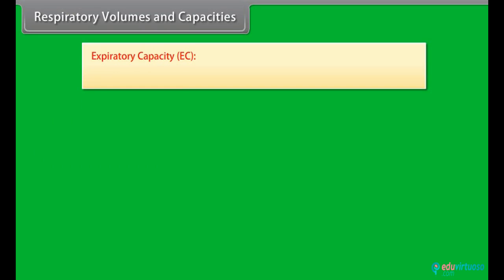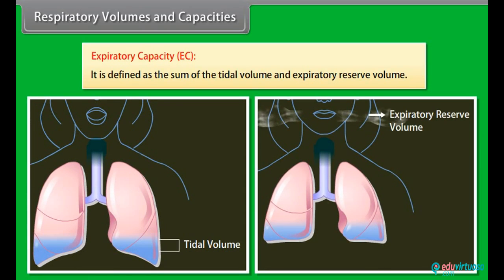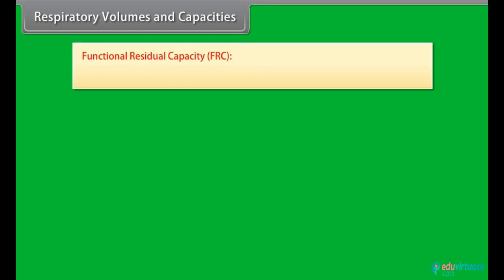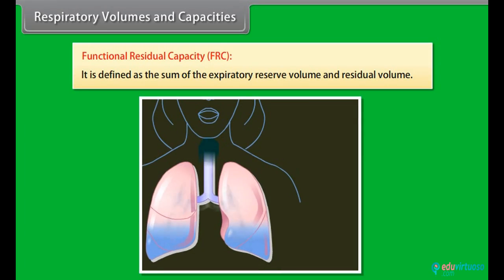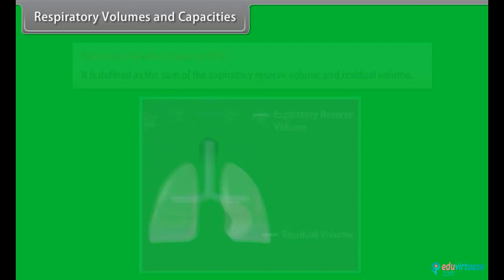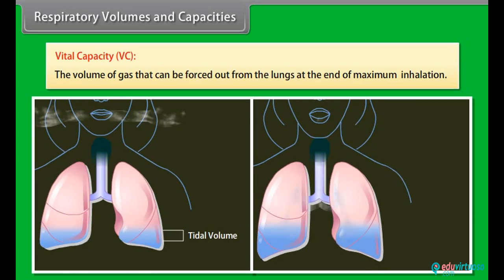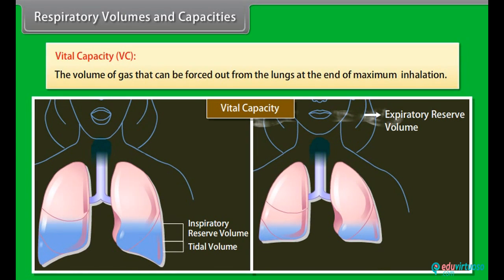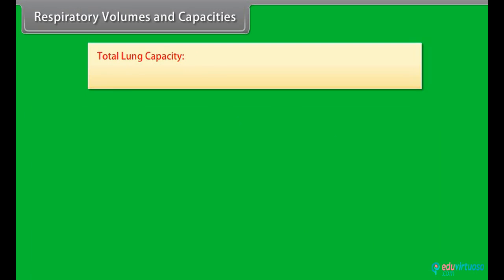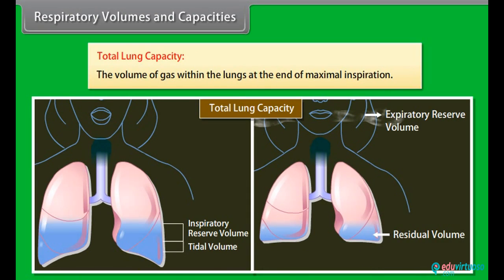Expiratory capacity, EC. It is defined as the sum of the tidal volume and expiratory reserve volume. Functional residual capacity, FRC. It is defined as the sum of the expiratory reserve volume and residual volume. Vital capacity, VC. The volume of gas that can be forced out from the lungs at the end of maximum inhalation. Total lung capacity. The volume of gas within the lungs at the end of maximum inspiration.